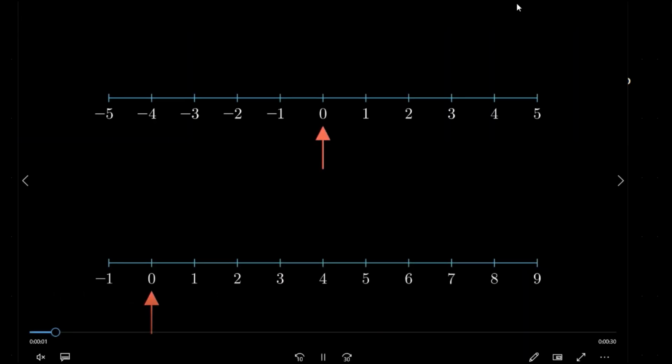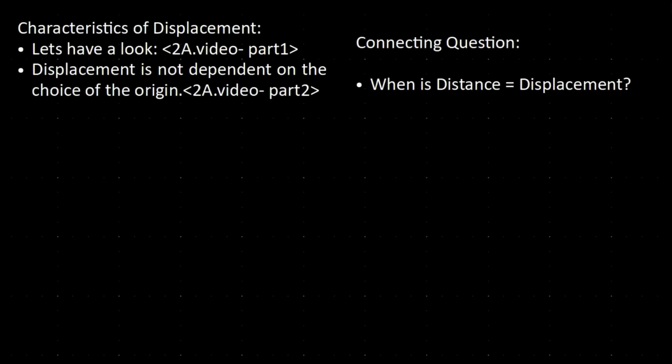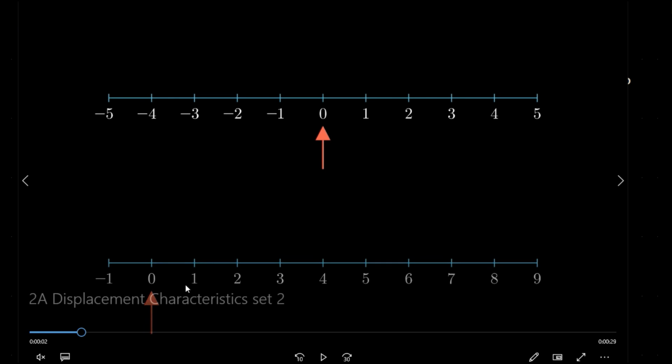I do have one more video. Oh, that's displacement is not dependent on the choice of origin. Okay, this is a different point. Sorry. So let me explain this. Again, it's a continuation. What we're looking at is two number lines. Please see the origin. They have been shifted.